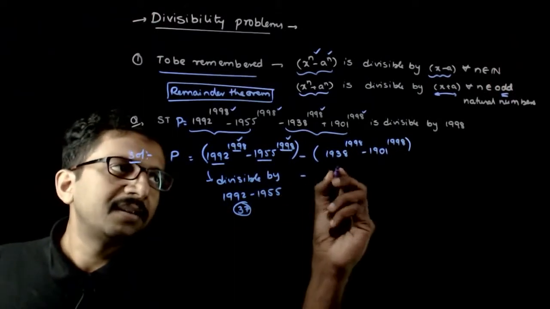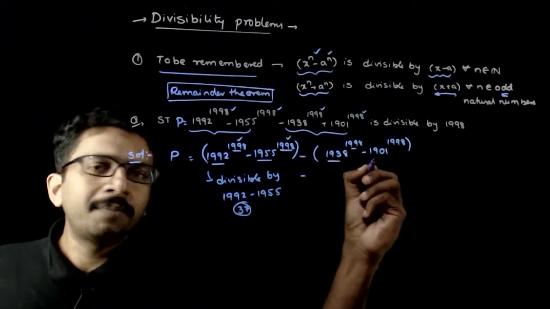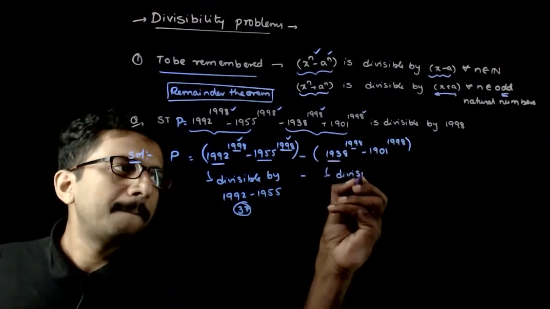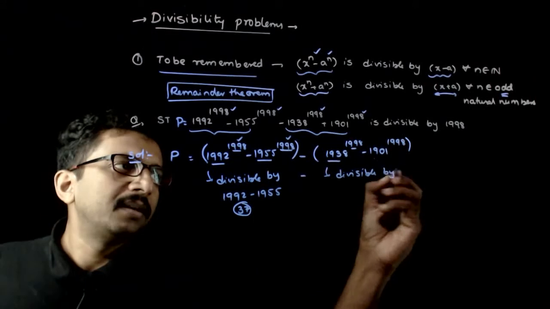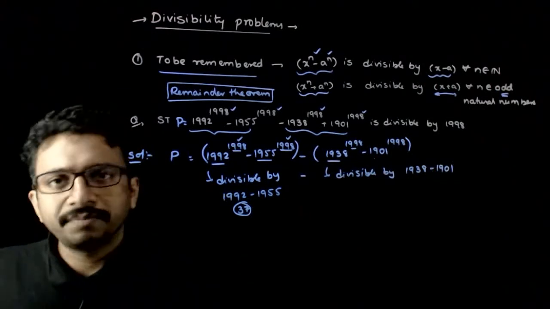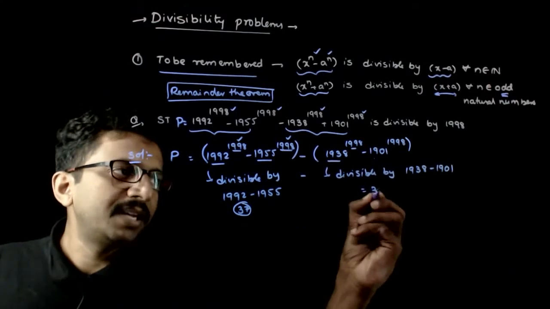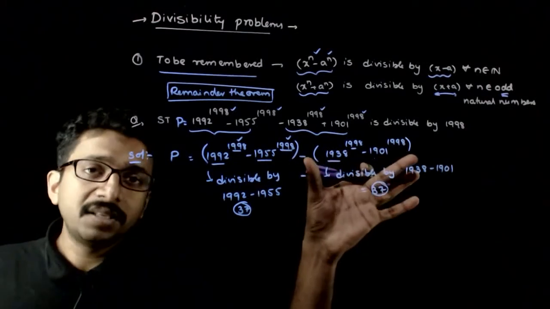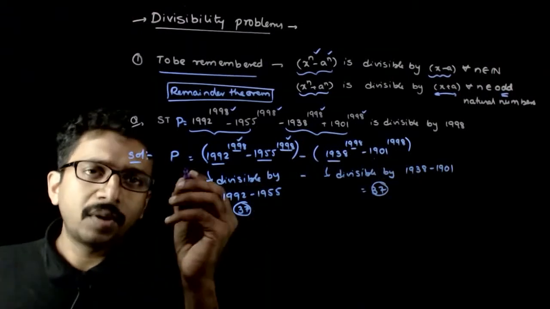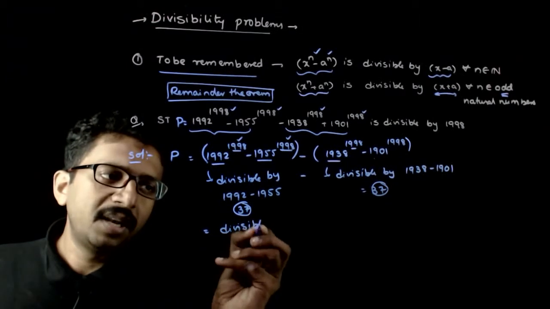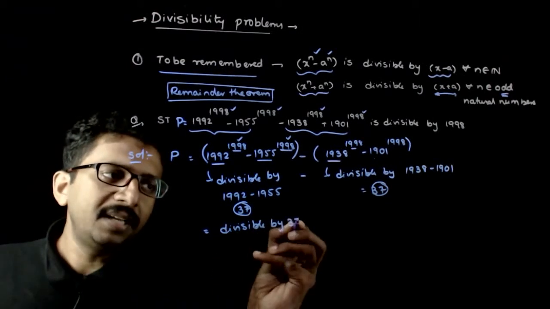Similarly, this is also of the form x power n minus a power n. So this will also be divisible by 1938 minus 1901, which is equal to 37. So this is also divisible by 37. So I can say that p effectively is divisible by 37.